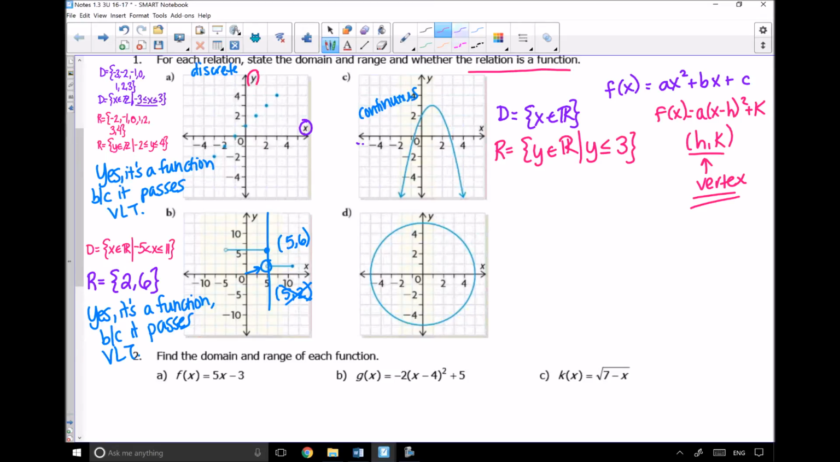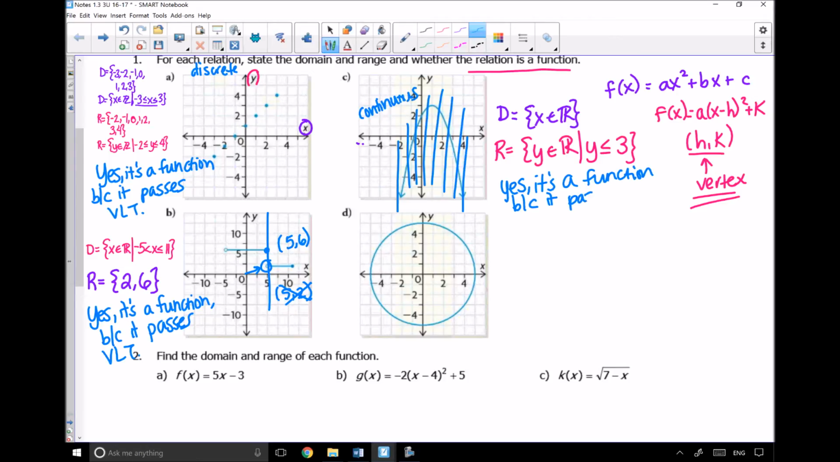And then the last thing that we need to do for this question is to determine whether it's a function. And yes, it is a function because it passes the vertical line test. No matter where I draw my vertical line, any vertical line I draw will only intersect with the graph once. So we'll say, yes, it's a function, and we'll use the same reasoning. Yes, it's a function because it passes the vertical line test.